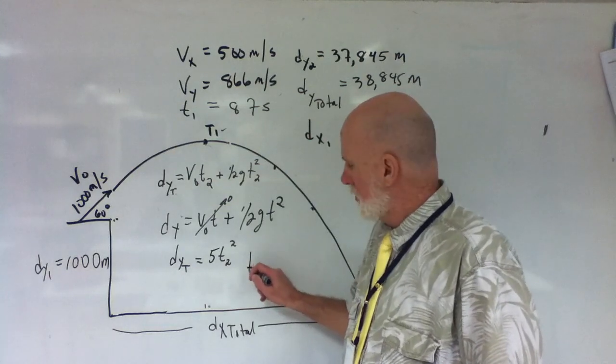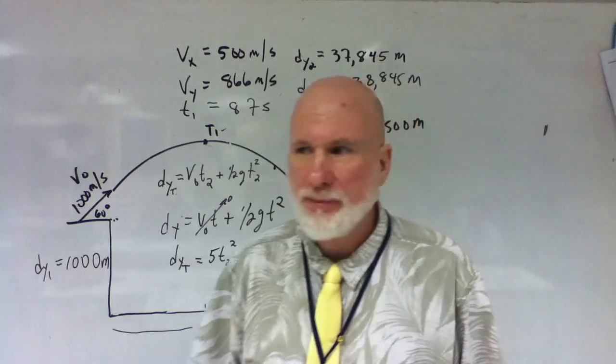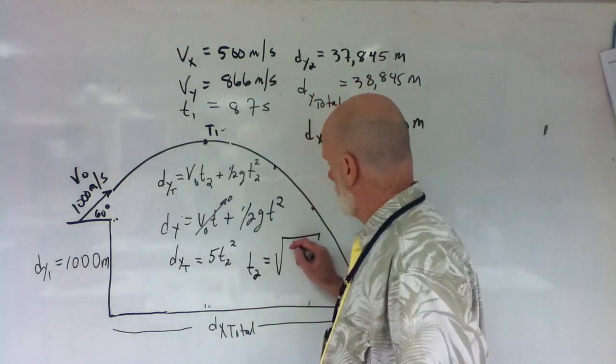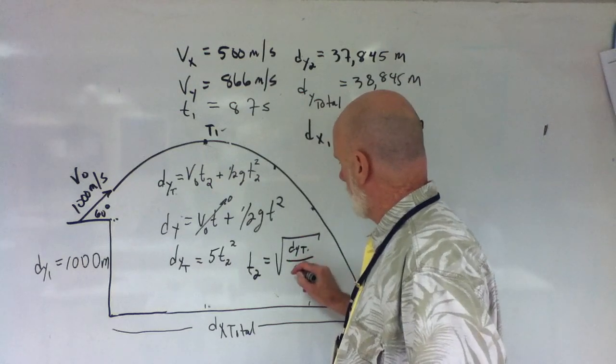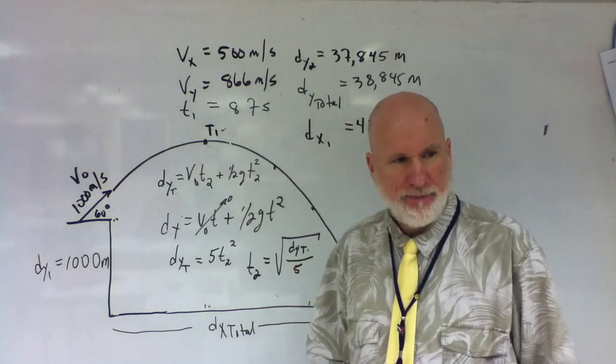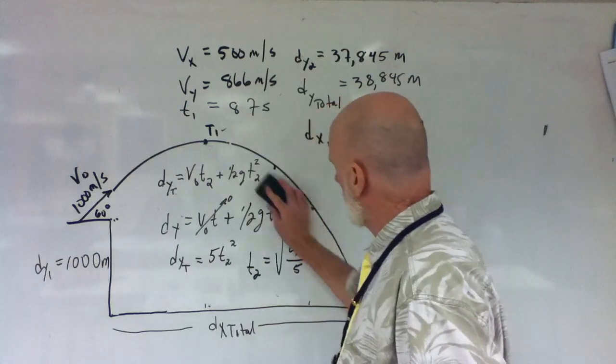Okay. So T2 is going to equal what? The square root of dy total divided by 5. Yes? You see that? All right. So let me erase this then. That's where that formula comes from.